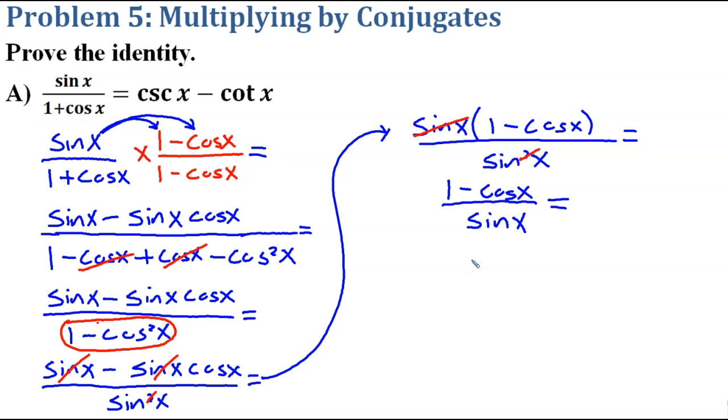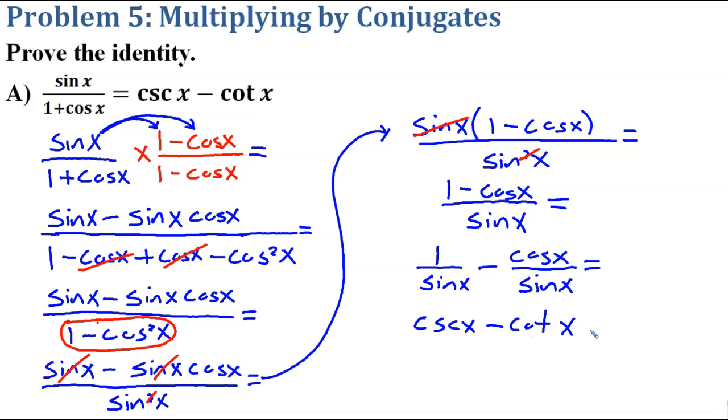At this point, I can just split my fraction up. I can rewrite this as 1 over sine of x minus cosine x over sine x. And 1 over sine x is the cosecant x we're looking for. Cosine over sine is a cotangent, so we have a minus cotangent x. And there we go. Now we're done. We got to the right side. So there's an example of a proof performed by multiplying by the conjugate.